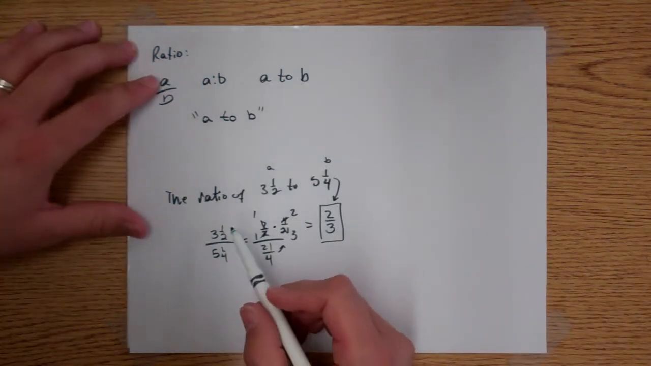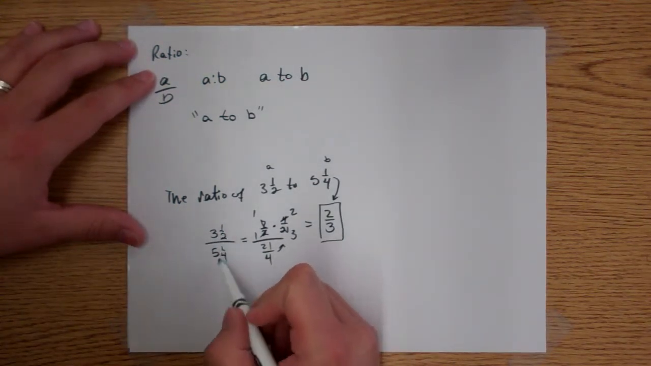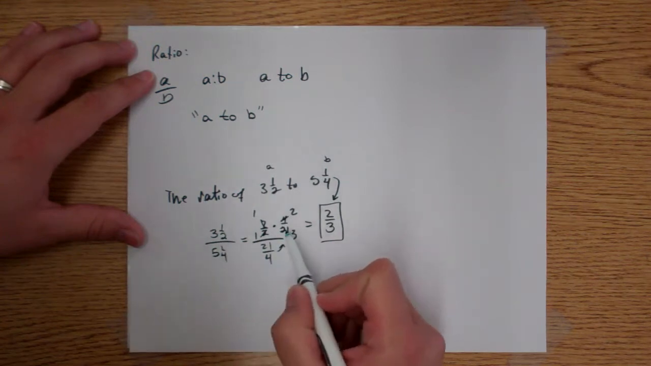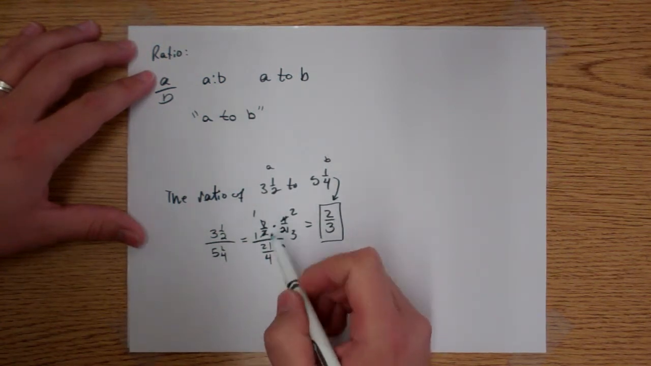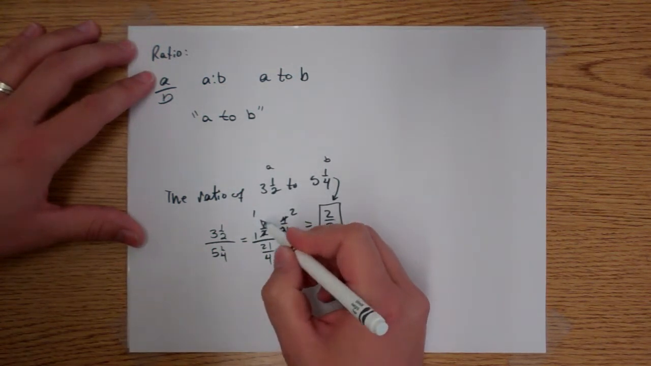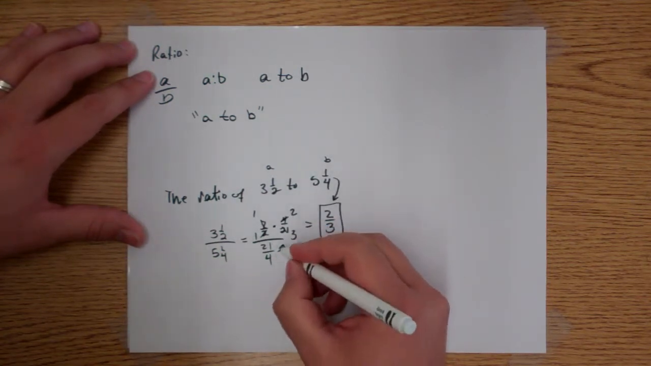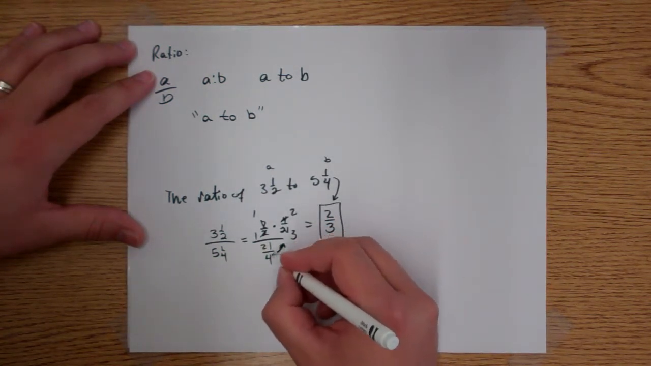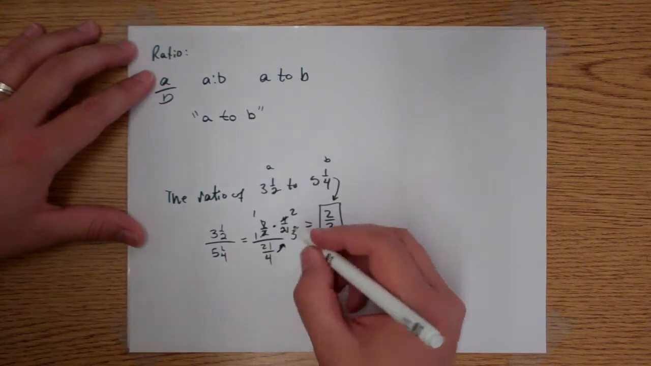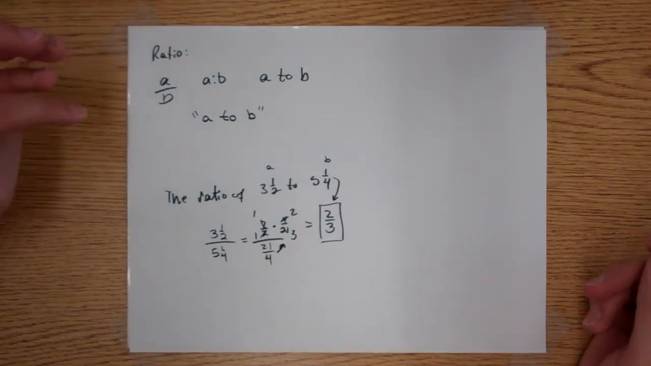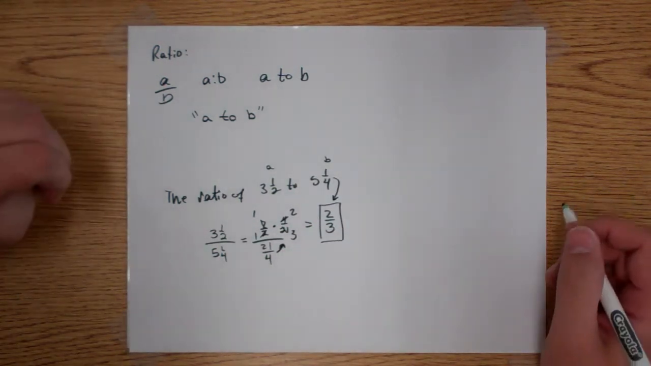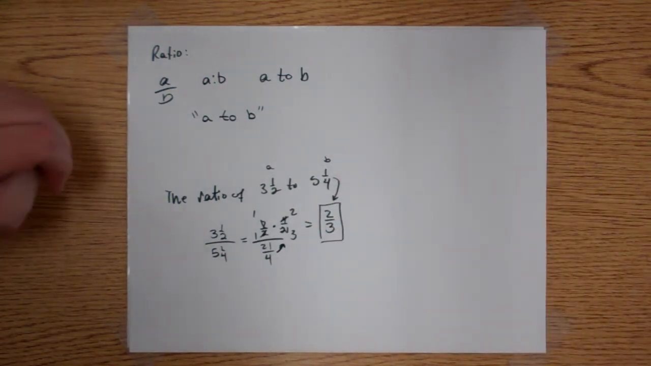Okay? So remember, you can't have mixed numbers in your ratios, and you can't have fractions either. If you end up with a fraction over a fraction, or even a whole number divided by a fraction, you take the fraction on the bottom, turn it over, and multiply it by the fraction in the top. Okay? So there's one way to do ratios.